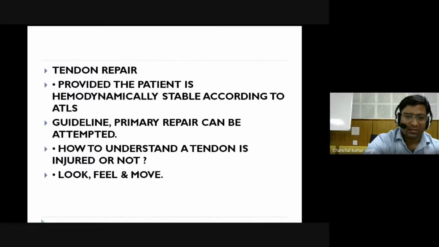Only if the patient is hemodynamically stable do you assess the injury. So if everything else is fine, the patient is hemodynamically stable, it's a local injury, there are no systemic complications and no associated fractures, or even with fractures, if you're planning to fix them, you're going to do a primary repair.